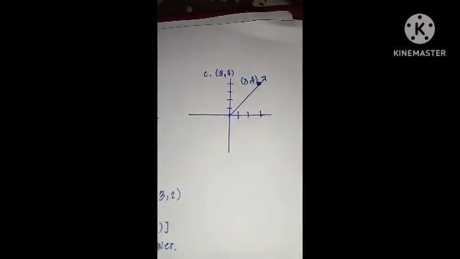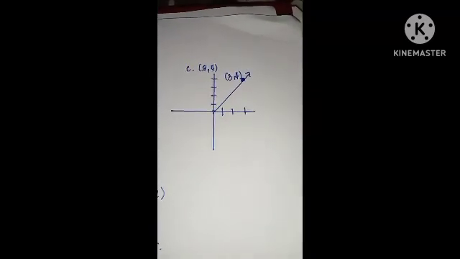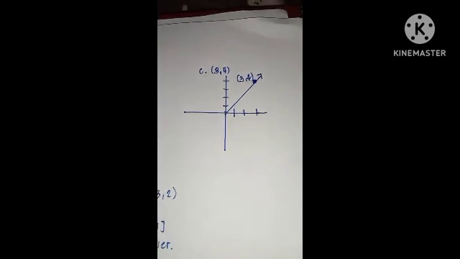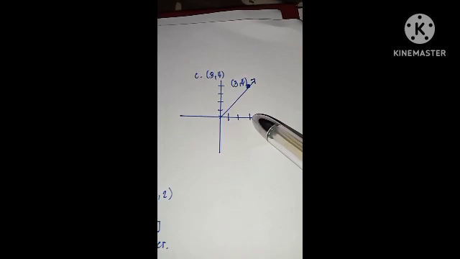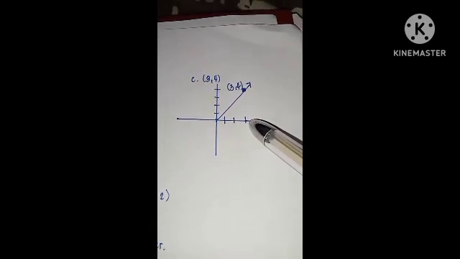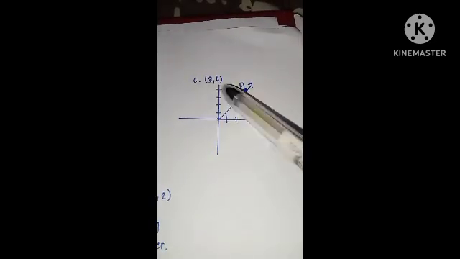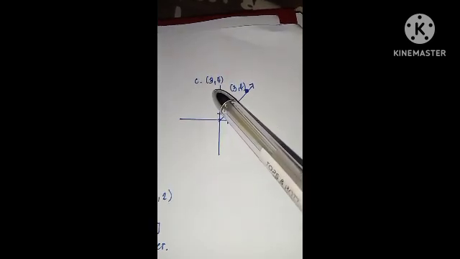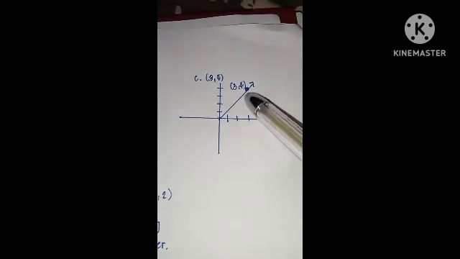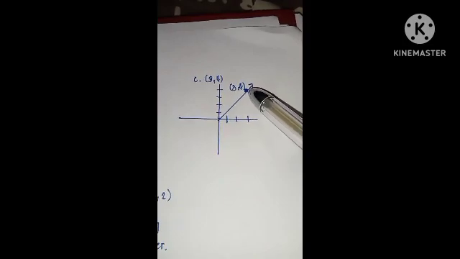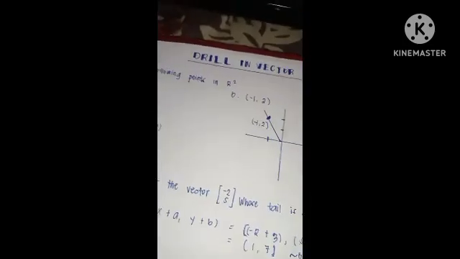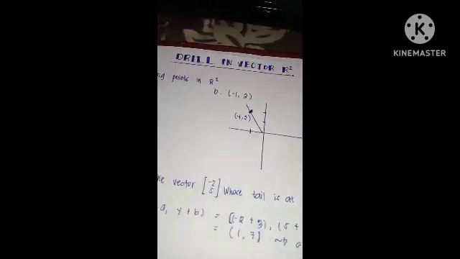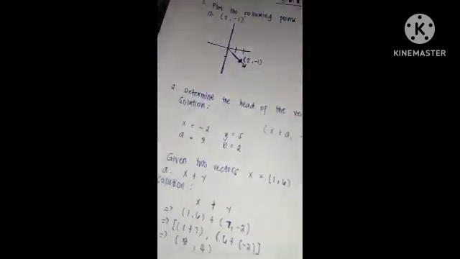In letter C, the given points are 3 and 4. So in the Cartesian plane, the 3 is located here on the x-axis and 4 is on the y-axis. So 3 is here and 4 is here. If we connect the 3 and 4, the point of 3 and 4 is located here. So that is my answer in items 1, A, B, and C. Now, let's proceed to item 2.